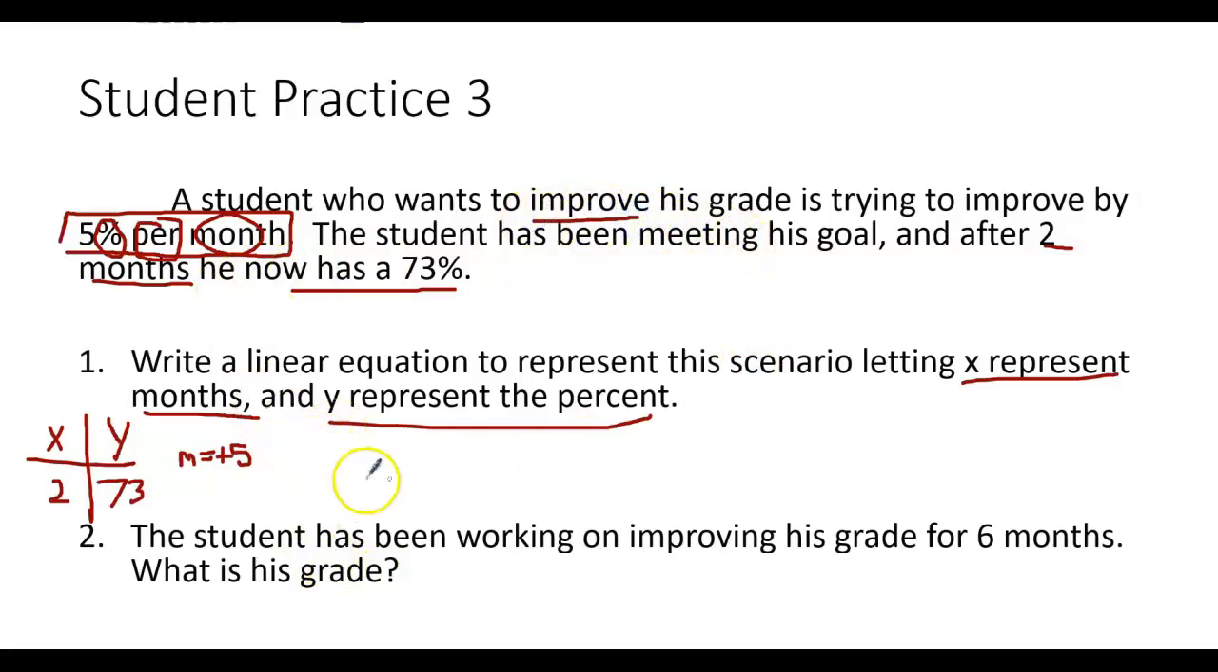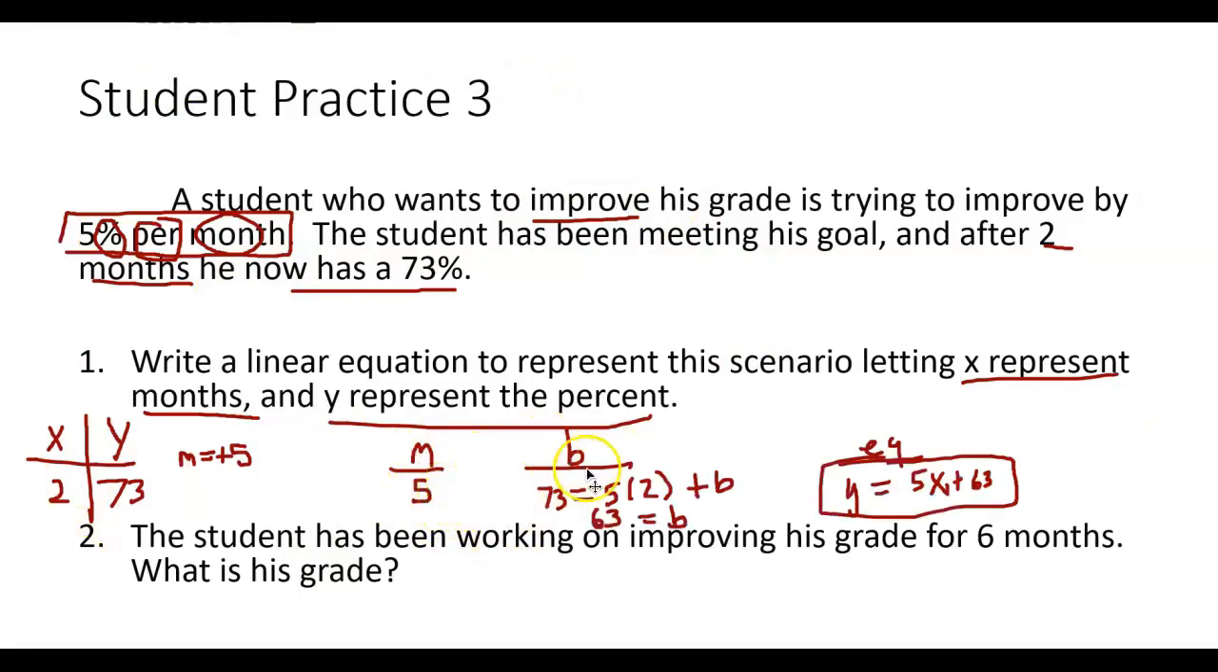Okay? Now go ahead and pause the video and find your equation using the 3-step process. So our slope is 5. The y-intercept, I plugged in 73 for y, plugged in 2 for x, and 5 for m, solved for b, and I get 63. Now, the m, as you guys know, represents how much of a percentage increase the student wants every month. So 5% per month. The b, as I told you guys, represents the starting amount. So apparently this student's grade at the beginning of the story was 63%, and he wants to go up 5% per month.